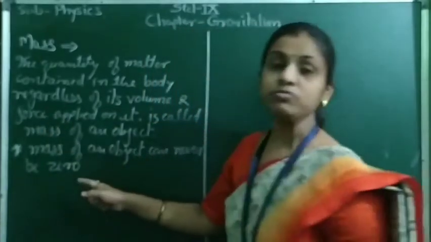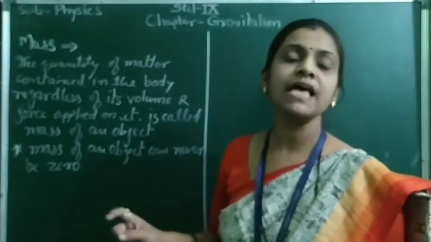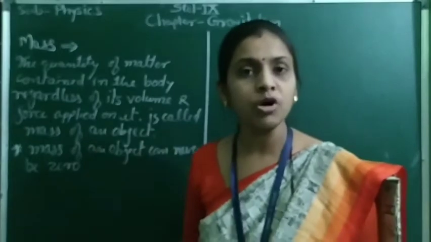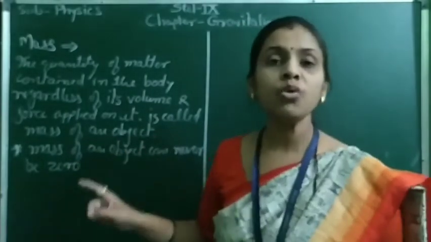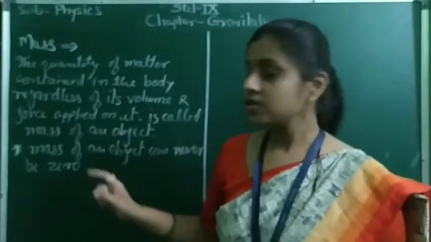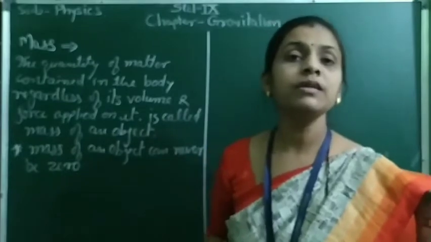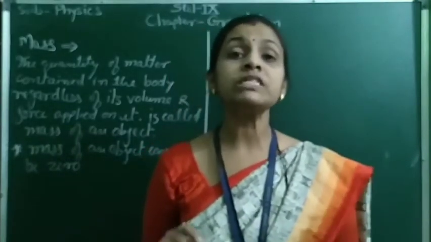So mass of an object can never be zero. Every object has a certain mass. Though it may be negligible, very small, or large, it doesn't matter, but there is no object which is massless. So mass of an object can never be zero. And another important thing is that the mass of an object all over the universe remains constant.